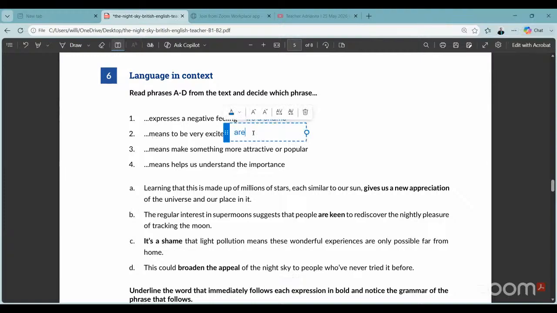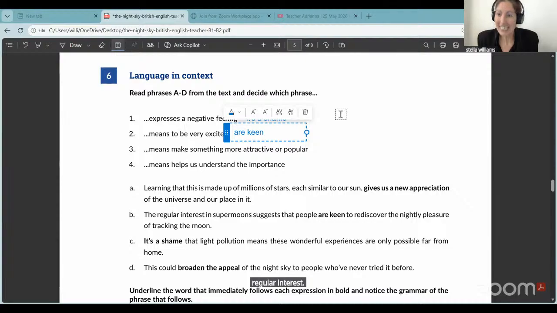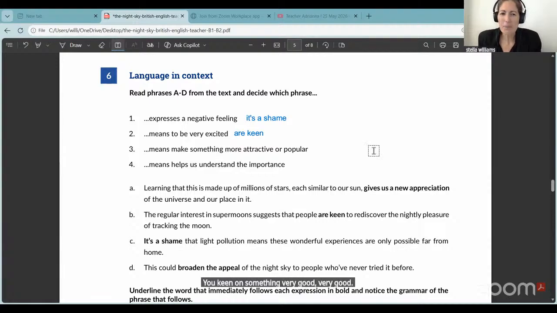It is B, regular interest. Good. Yes, exactly. Regular interest. You're keen on something. Very good. So number 3 means making something more attractive or popular. What can we match that with?